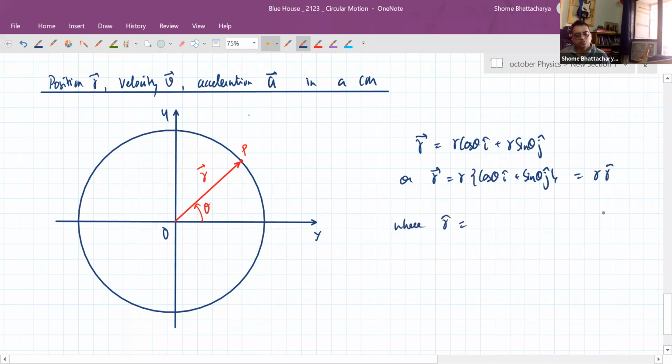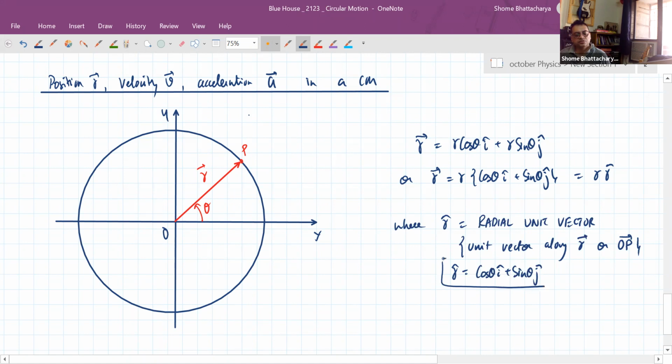Where r cap is what we call the radial unit vector. It is a unit vector along r, that is, the position or the line OP. So this is a special unit vector for us in circular motion. We just saw this.